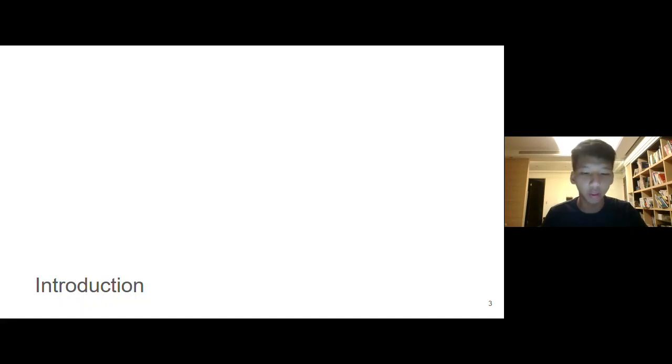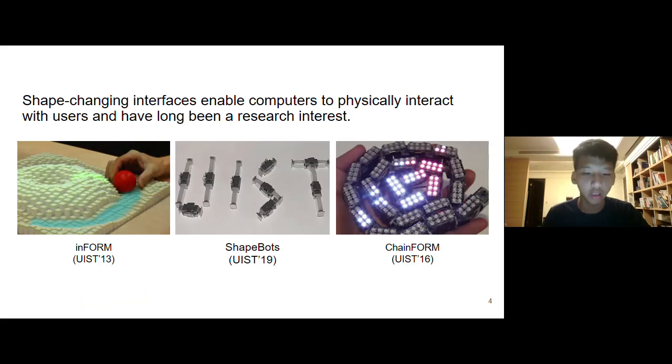Alright, it all begins with shape-changing interfaces. Shape-changing interfaces enable computers to physically interact with users. They achieve it by dynamically transforming their shape. There are many approaches to reach different functionality and use in different application scenarios. For example, inFORM and ShapeBots control the extrusion of linear actuators on a table, while Transform transforms between a straight line and a curved shape.